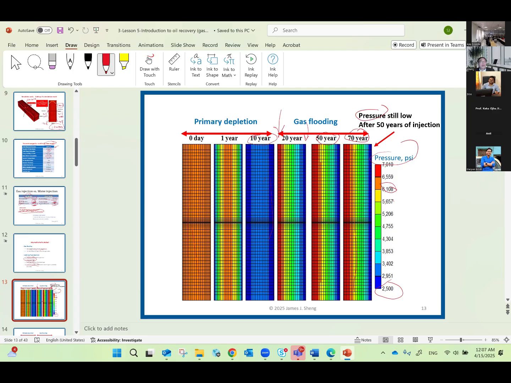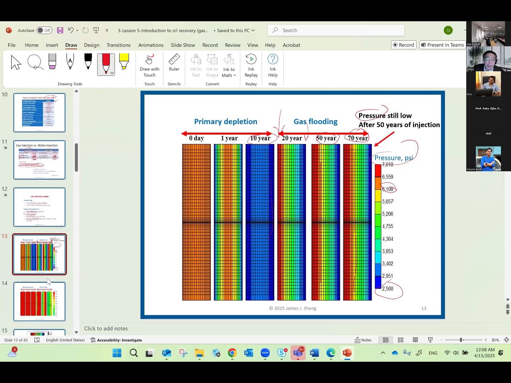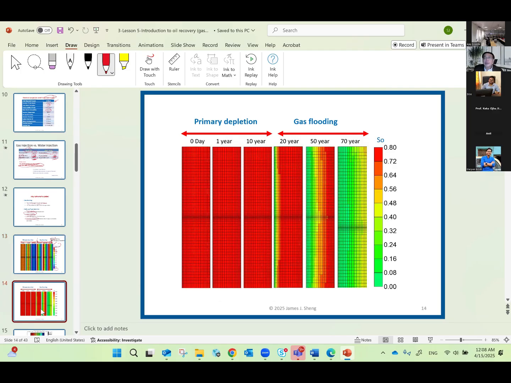the two wells. In other words, even less than half, 50% of the reservoir area is still not in high pressure after even 70 years. Why? Because shale reservoir is very tight, so pressure propagation is very slow. That's why the gas flooding does not work. Okay.